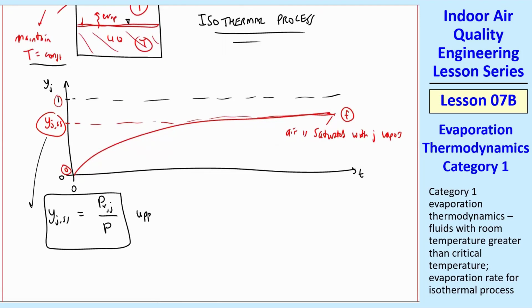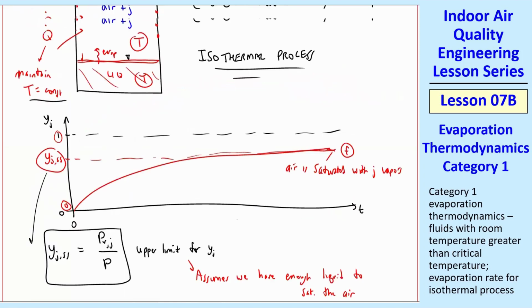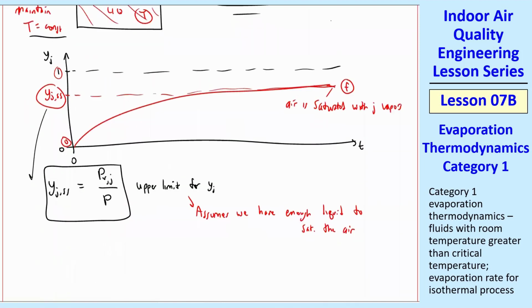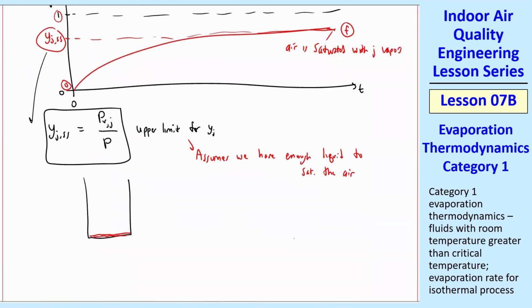This is the upper limit for Yj, and there's a big assumption made here. You'll get this if you have enough liquid to saturate the air. So as I drew it, I have a lot of liquid in there. But suppose you start this process with a small amount of liquid, and you do the same experiment. This will start evaporating until all the liquid's gone. So you have to have enough, and I'm going to show you how to calculate that.